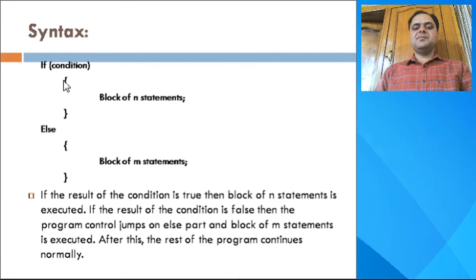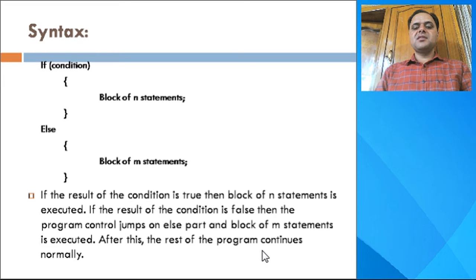Syntax: if condition. If the condition is true, then the block of n statements will be executed, and if the condition is false, then control goes to the else part and the block of m statements will be executed. If the result of the condition is true, then the block of n statements is executed, and if the result of the condition is false, then the program control jumps to the else part and the block of m statements is executed.